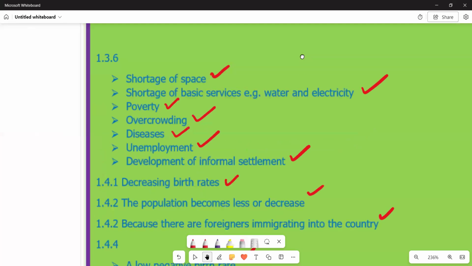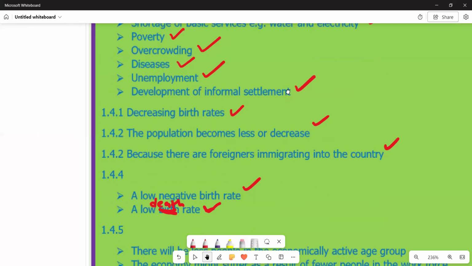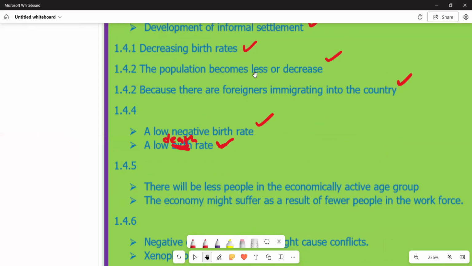So we are now on 1.4.5. We are seeing that the first point is saying there will be less people in the economically active age group. And then the second point is saying the economy might suffer as a result of fewer people in the workforce. So economically active age group, we are just talking about people who are willing and able to work, whether they are working or not, but they have the ability and they are willing. So they are in the economically active age group. And we have ranged that age group on average to be between 15 years and 64 years.